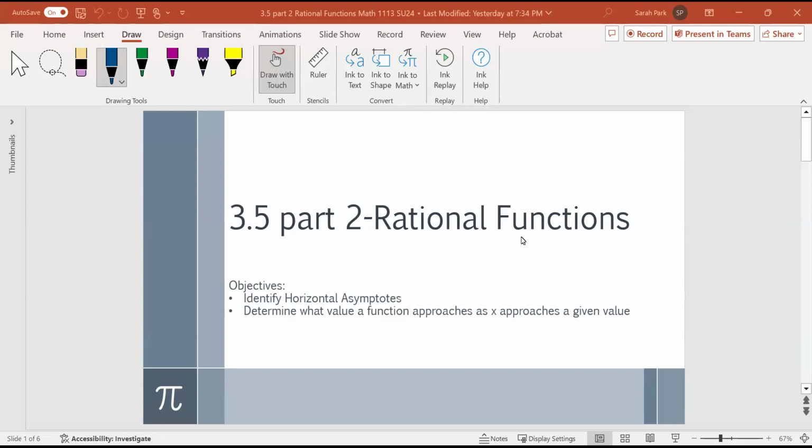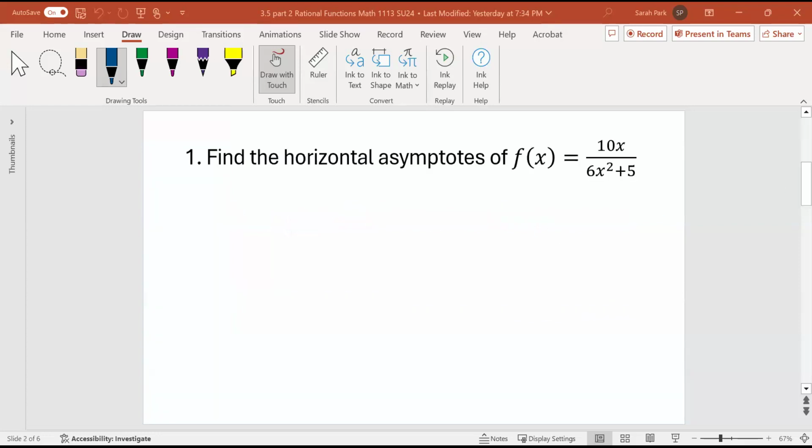approaches a given value. The first problem that we'll look at is finding the horizontal asymptote of f of x equals 10x squared over 6x squared plus 5. Now, horizontal asymptotes are horizontal lines that a function is approaching as x approaches infinity or x approaches negative infinity.